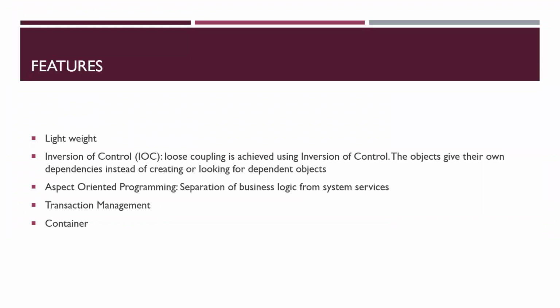So what are the features? It is lightweight and has inversion of control. Loose coupling is achieved using inversion of control. The objects get their dependencies given to them instead of creating or looking for dependent objects. Previously, whatever we discussed till date, you created your own object of the class and did all your operations with that object. But with inversion of control, IOC, whenever you run your main application, everything will be injected automatically at runtime. Thereby, you need not create an object of your parent class. It is automatically done by IOC, inversion of control.